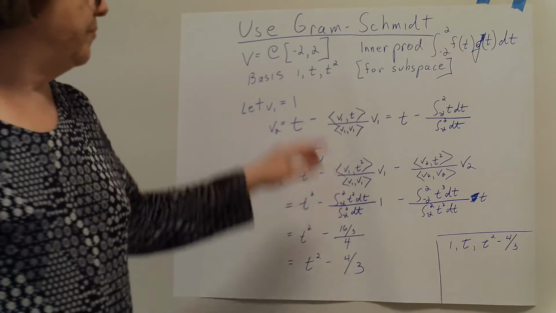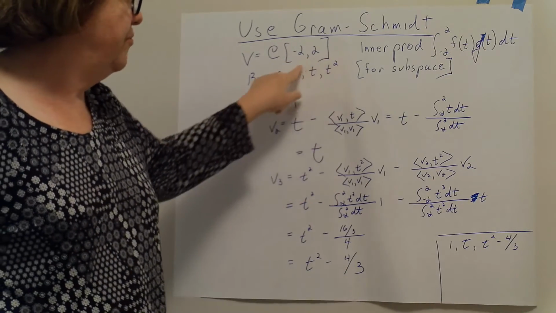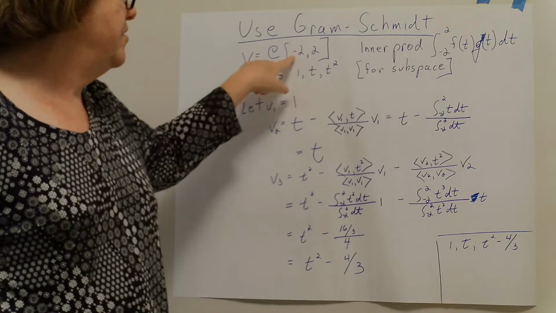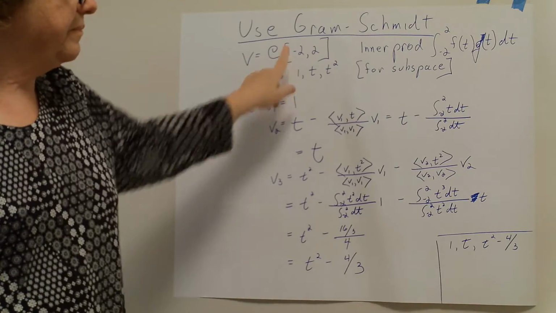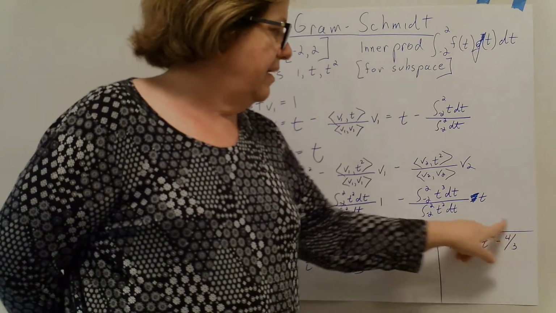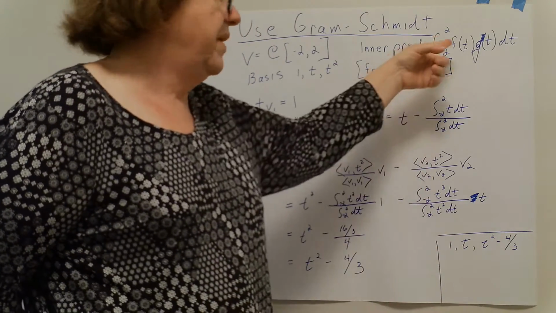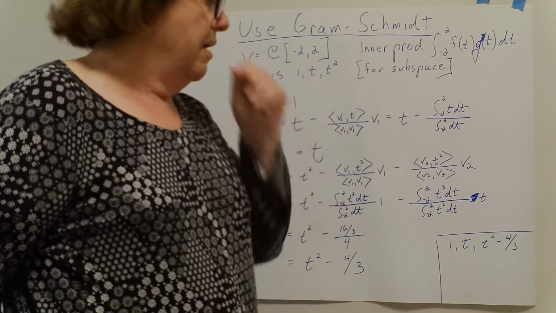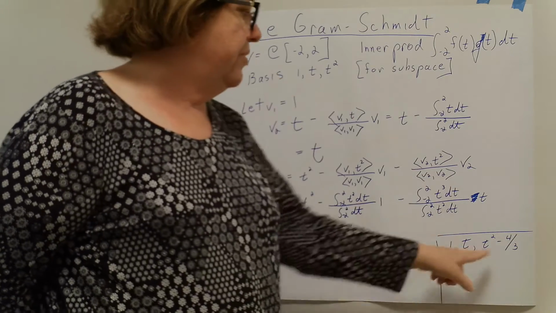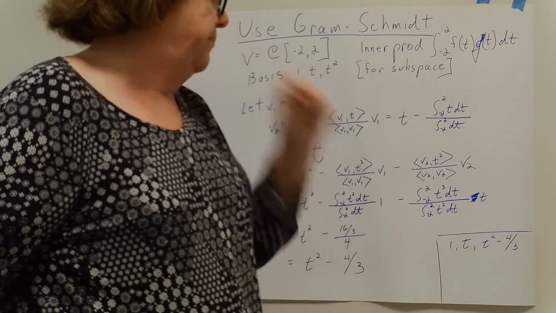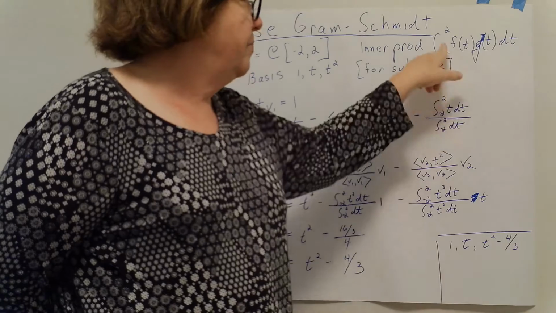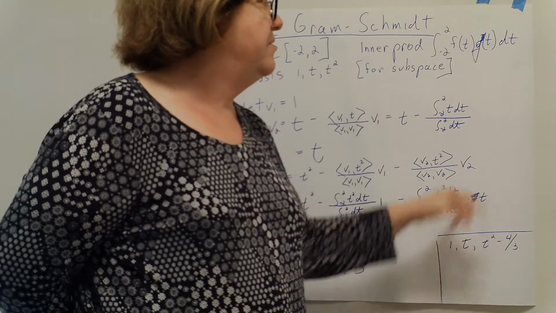So we took this basis for a subspace of this vector space, and we made it into a set of orthogonal vectors with respect to this inner product. And you can check this. Check the inner product of every pair of these and you'll get 0.